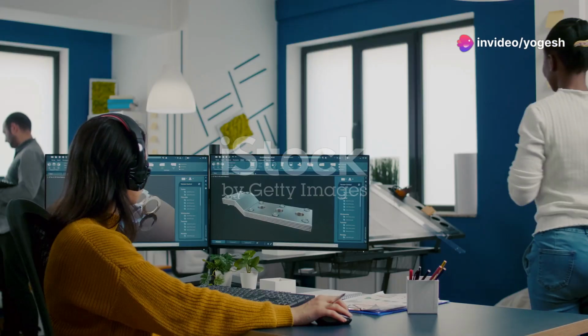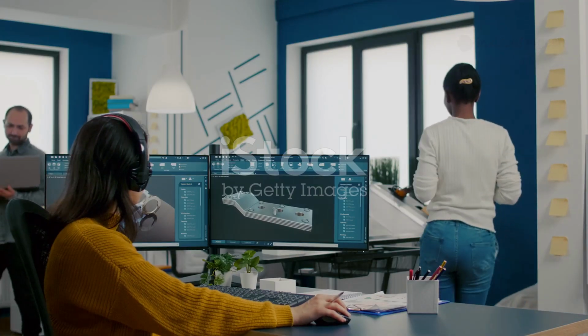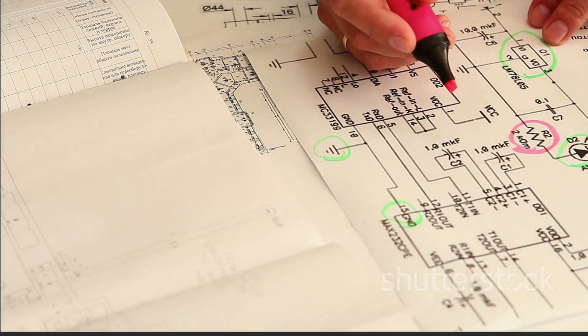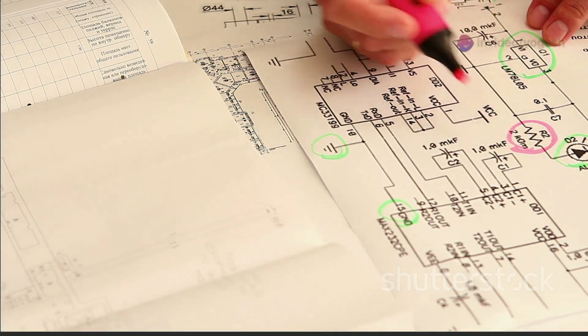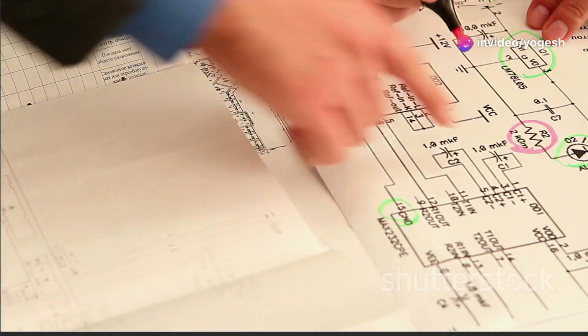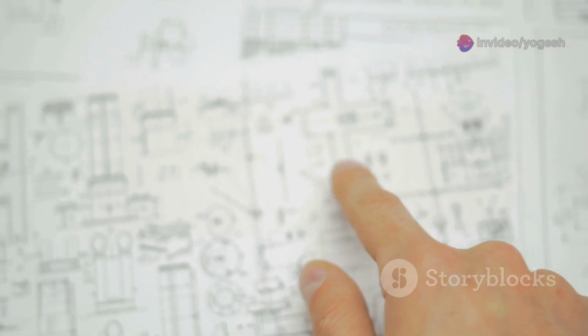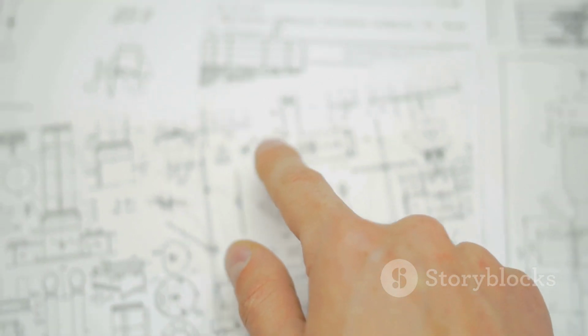When we talk about engineering, we're talking about bringing ideas to life. But before we can build anything, we need a plan, a blueprint. And that's where dimensions and tolerances come in. They're the language of engineering drawings, telling us exactly how big or small something should be.